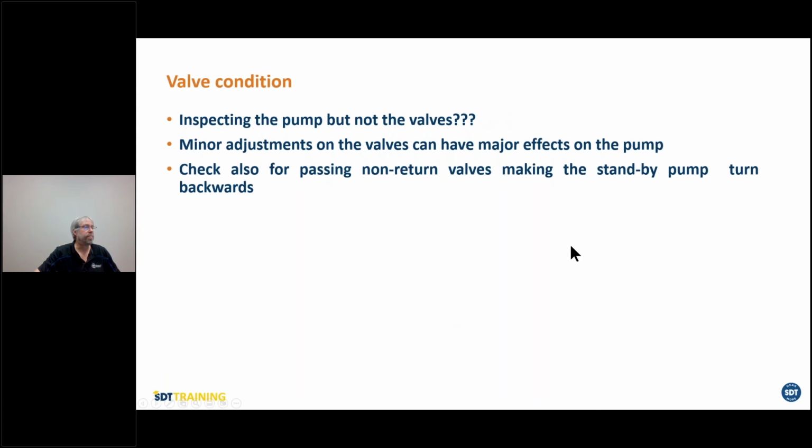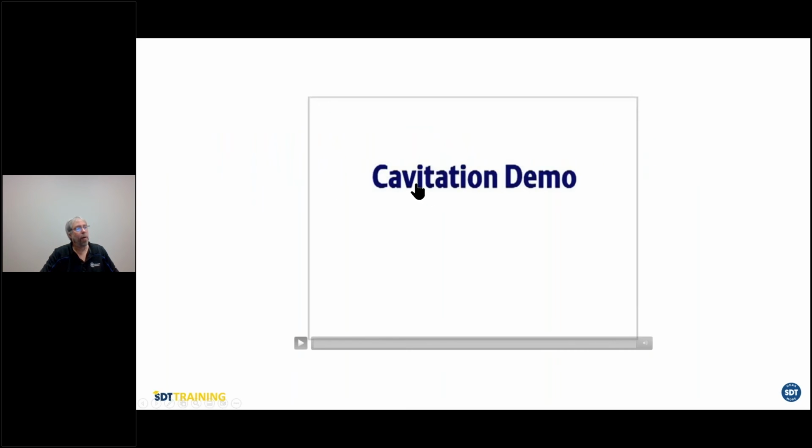Move along. The other thing that's very important is the valves. Around pumps, there's all kinds of valves. We inspect the pump, we never look at the valves. Minor issues on the valves can have major effects on the pump. Check valves, for non-return valves, can make the stem of the pump turn backwards. I've actually seen this on a few occasions where the valves didn't seal and the other pumps were turning the wrong direction. Here I have a little demo I'd like for you to listen to.